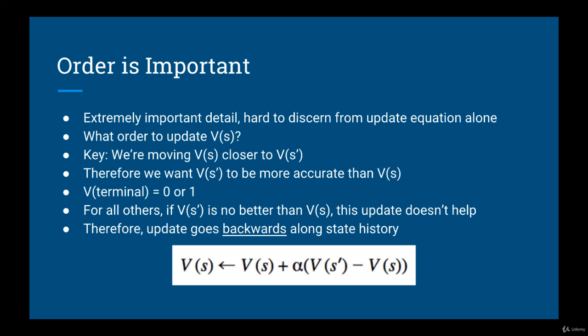So the idea is we want to move backwards through the state history, because the current state value is always updated using the next state value. Then we want the next state value to be more accurate, so we should update the values in reverse order. This is also consistent with the terminal state being precisely accurate with a value of 0 or 1 that never changes.